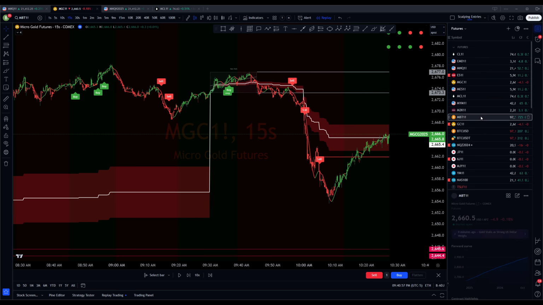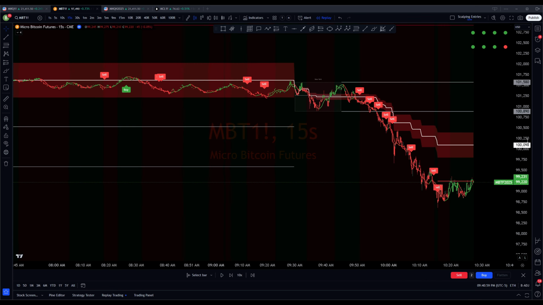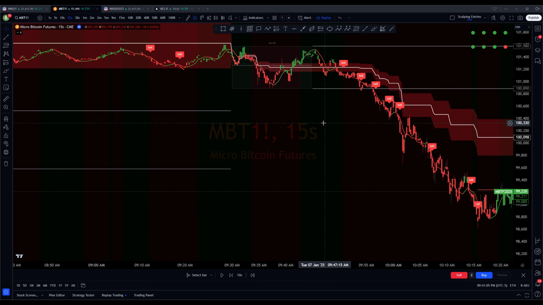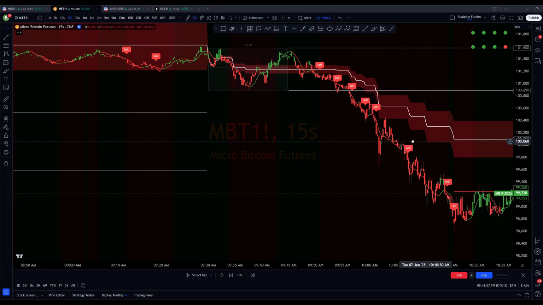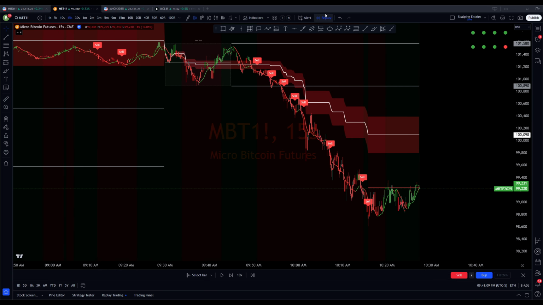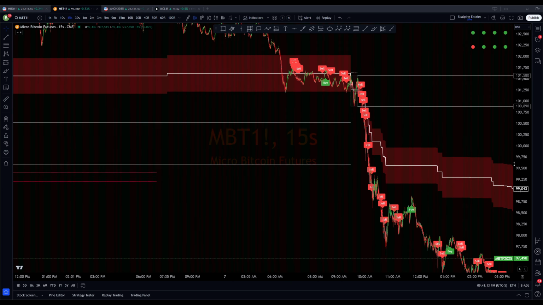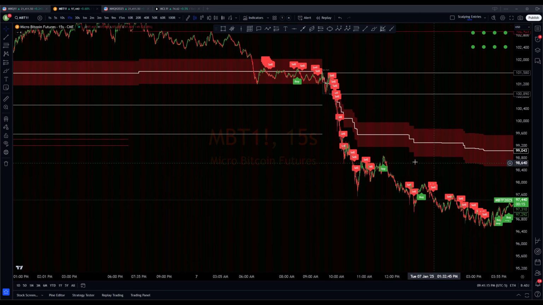And let's check out Bitcoin. Let's see what happened on some Bitcoin. And the same thing for Bitcoin. We had a break of range and sell, and hold. Let's turn off the replay and see what it looks like. There you go. The First Light Beacon works.